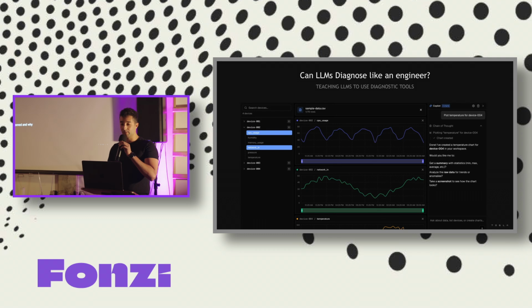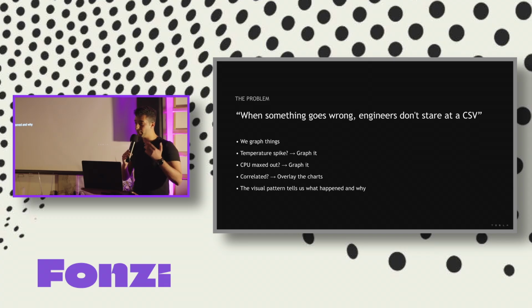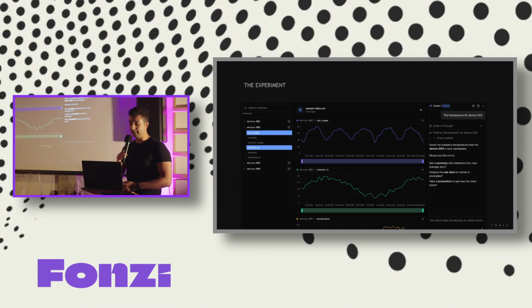The idea came from essentially when something goes wrong as an engineer, as a network engineer, or as a service engineer, we don't really stare at CSVs or actual raw values. What we do is we use tools, we graph things, we see if things correlate, and we hypothesize, figure out if the hypothesis is correct or not, and create more graphs. The visual pattern is really what tells us what went wrong. And so the experiment looks like this.